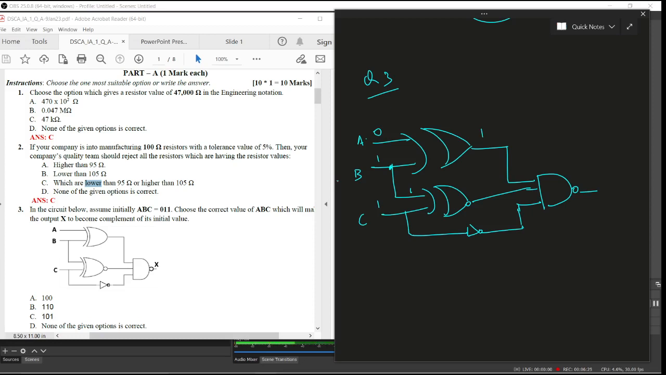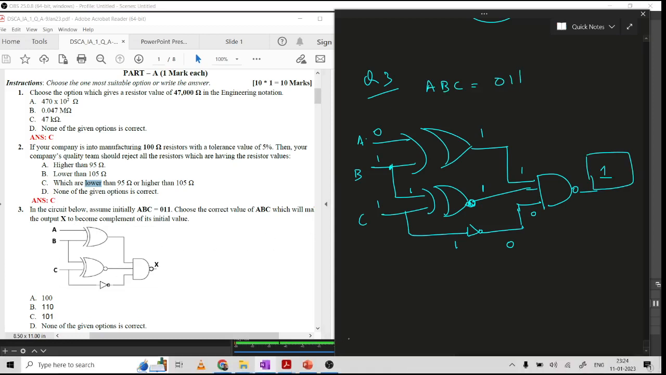Then this is the same input, so XOR will give 0 output, but it is XNOR, so this is 1, and this one is coming here, so it will be 0 here. Then this is 0, this is 1, and this is 1. This AND gate, first consider an AND gate, then all inputs are not 1, so AND gate output will be 0, but it is NAND, so this will be 1. So for a given ABC of 0, 1, 1, we are getting an output which is 1. Now let us read the question.